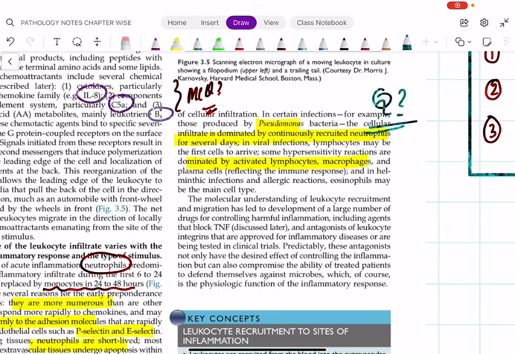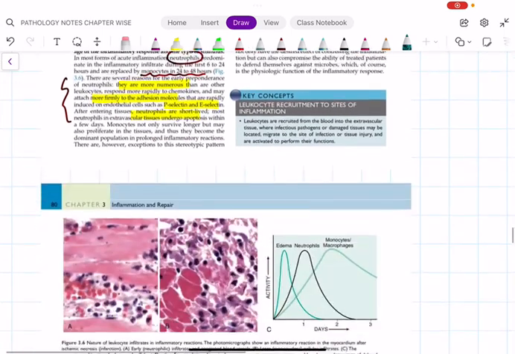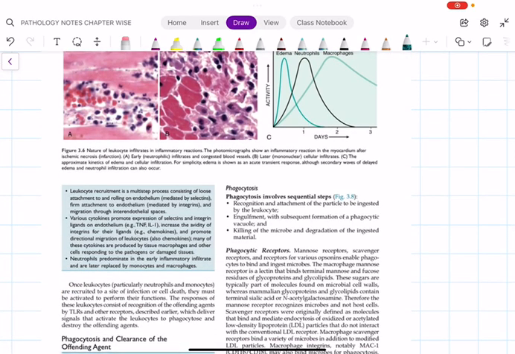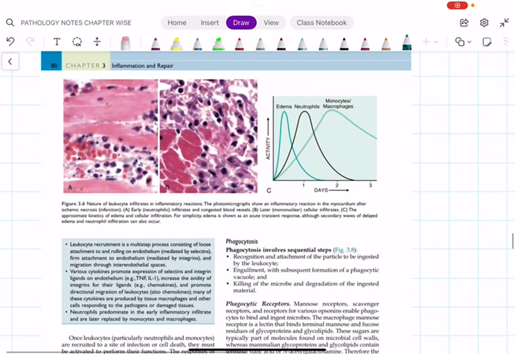You can't afford to miss these points. Open your eyes here. Fine? Yes, leukocytes are recruited. You can go through all these pictures. Then what is the next step?